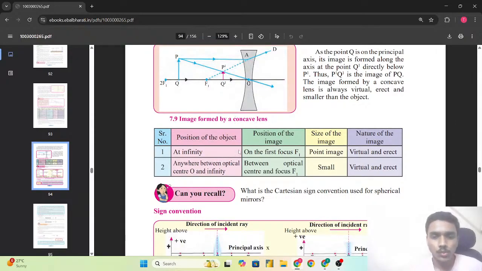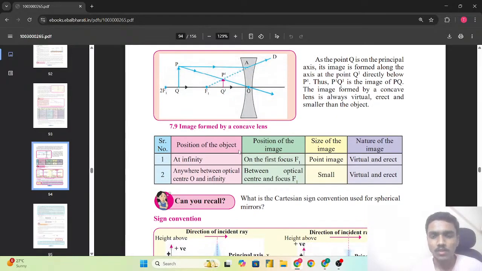So there are only two ray diagrams formed in the concave lenses, as mentioned in this table. When the object is placed at infinity, the image is formed at the first focus F1, the size of the image is a point image, and the nature of the image is virtual and erect. One thing we can keep in mind is that the image formed by the concave lenses will always be virtual and erect. The nature of the image is constant, while the position of the image depends on the position of the object. So if the object is placed at infinity, the image is formed at the focus F1, and the size of the image is a point image.